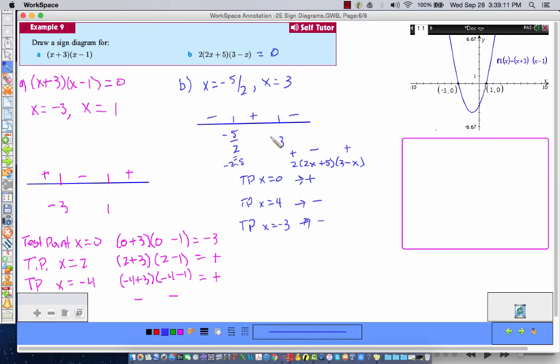So that means that this function right here, to the left of negative 5 halves, is always going to be negative. In between negative 5 halves and 3, it's going to be positive. And to the right of 3, it's going to be negative.